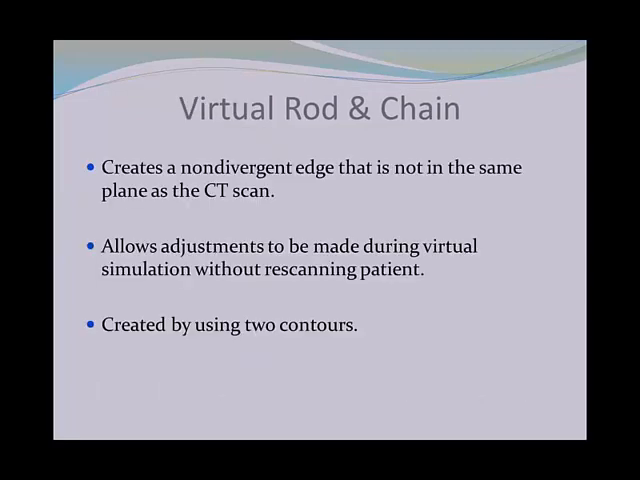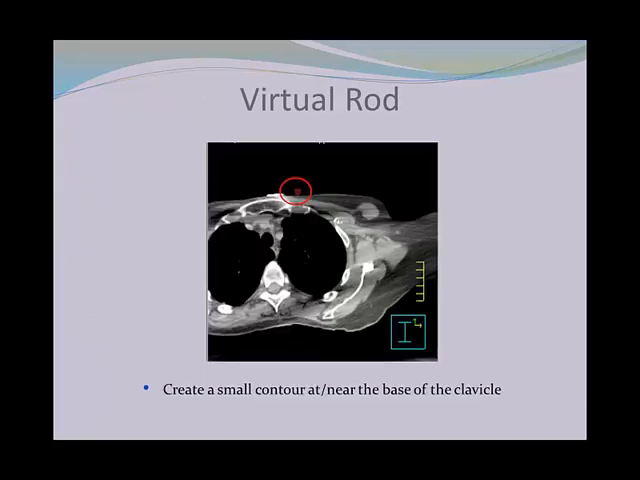So here we have our representation of the rod in red, and then the chain in a teal color. The yellow line just represents the angle that we're going to end up with. And then on the right, you can see that the virtual rod and chain are not aligned because we haven't kicked the couch yet. So now we rotate the couch until the rod and the chain align with each other. And now you can draw a block using the virtual rod and chain to create that non-divergent edge.